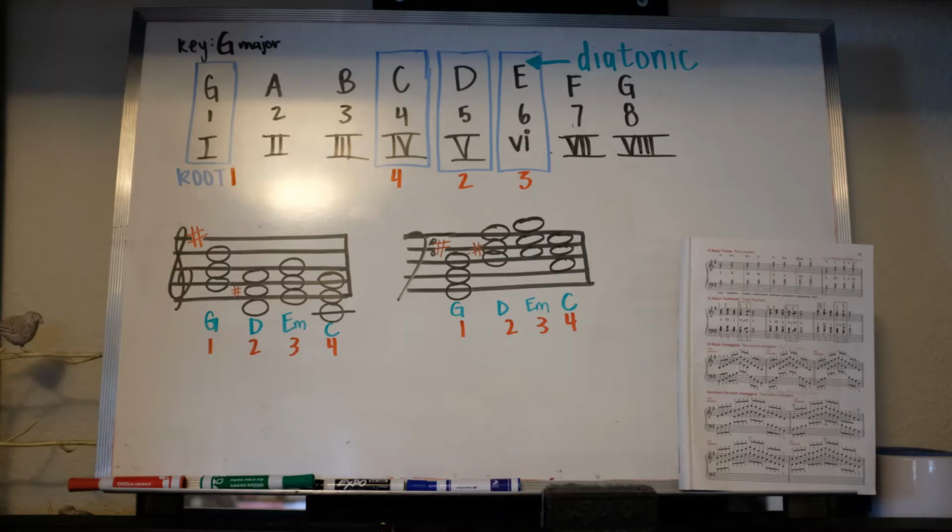Okay, so now let's look at the same thing, but in the key of G major. So everything else is the same, but the notes are going to be different. So this time our root is G, the 5th is D, the 6th is E, and so diatonic E in the key of G major is going to be E minor, and then our 4th is a C.